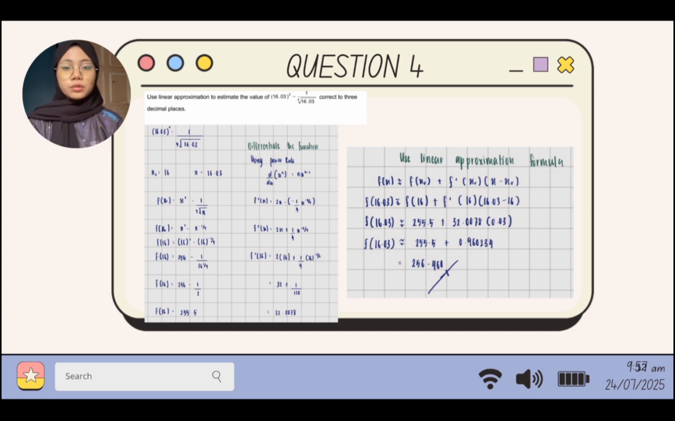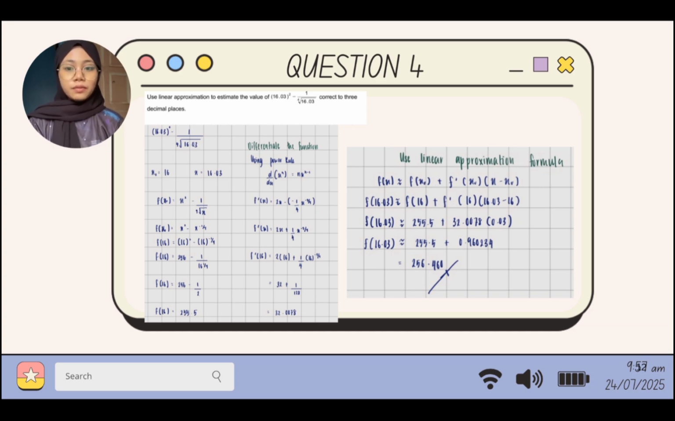Question 4, (16.03) to the power of 2 minus 1 over 4 root 16.03. First, let f(x) equal x to the power of 2 minus x to the power of minus 1 over 4. We choose the initial value equal to 16 because it is close to 16.03. Differentiating the function, f prime(x) equals 2x plus 1 over 4 x to the power of minus 5 over 4.